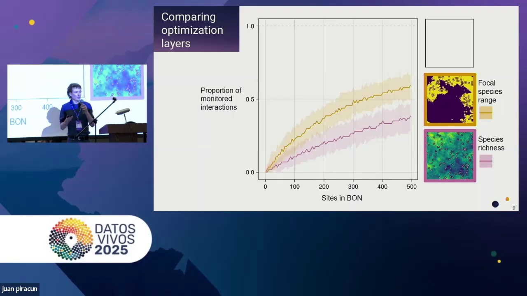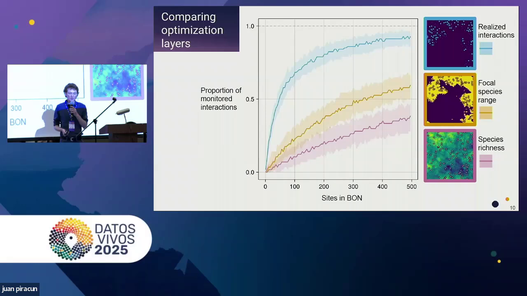Given with SDMs, we can have a pretty good idea of the distribution of many species, and so this can be a relevant target for optimization. Finally, the last case I want to highlight, the one that consistently performed the best in the simulations that we tried, was when we use as optimization layer a layer containing the realized interactions, the location of every realized interaction for our species across the landscape, which is really the one that performed by far the best in terms of quickly reaching a high proportion of monitored interactions and also a higher proportion in general.